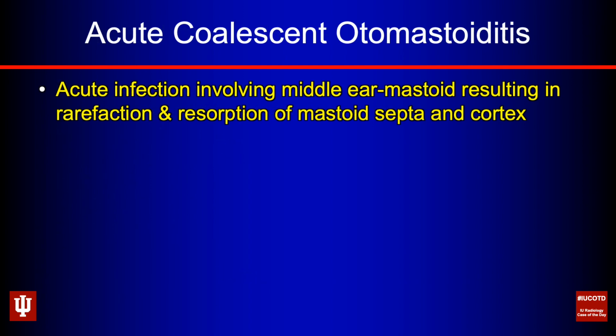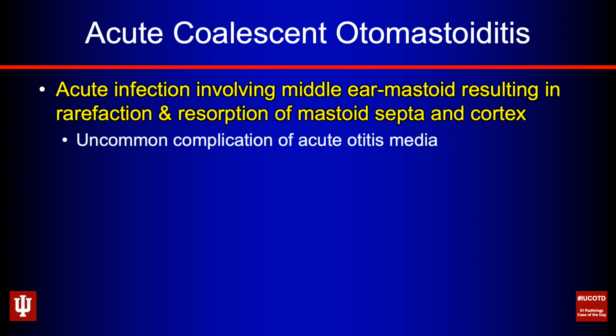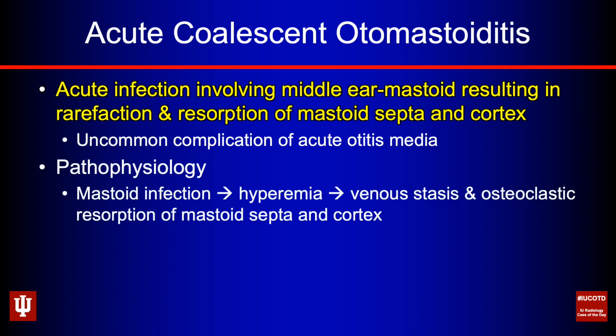And the first topic under that category is acute coalescent otomastoiditis. And this is due to an acute infection involving the middle ear or the mastoid. And sort of the end game is that you get rarefaction and resorption of the bony septi within the mastoid itself, as well as along the outer table of the cortex or potentially the inner table of the cortex. Fortunately, this is an uncommon complication of acute otitis media. We don't see it a lot, but it's something that's critically important and something that you need to know about.